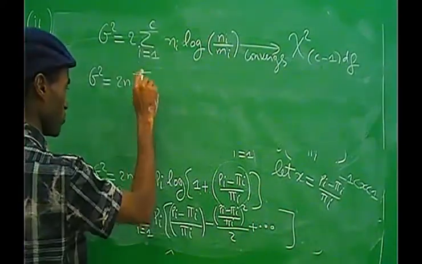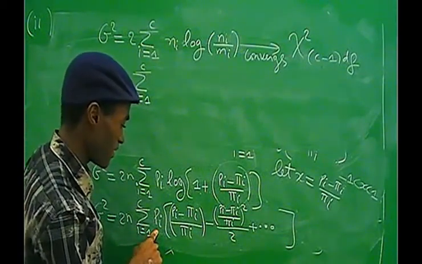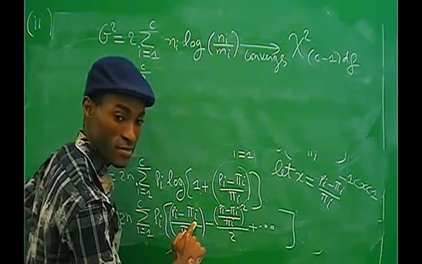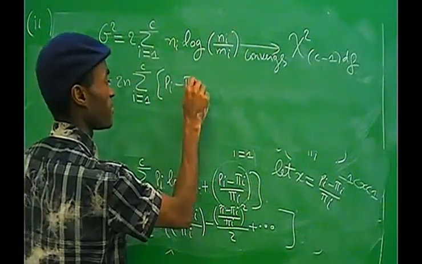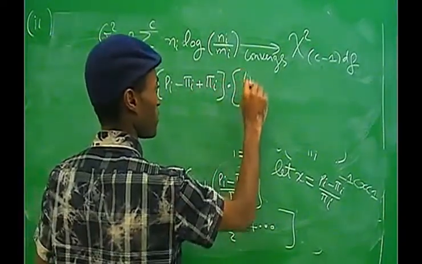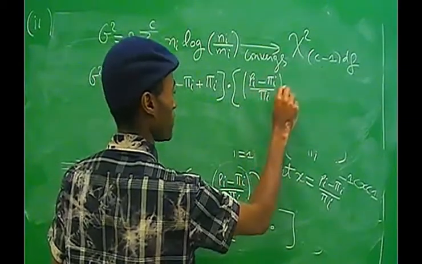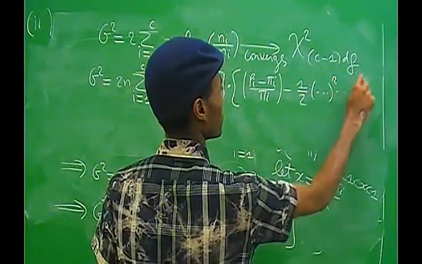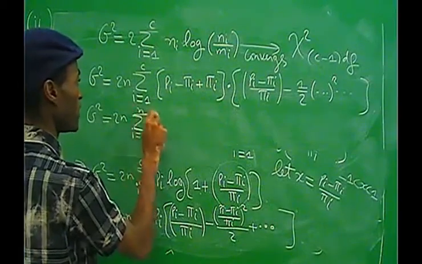Now here we're going to do another trick. I want to write pi as something that has pi minus pi i, that is, minus pi i plus pi i. So we do exactly the same trick. And then here, pi minus pi i over pi i, minus half that squared. Okay? So G squared equals 2n, sum i equals 1 to c.